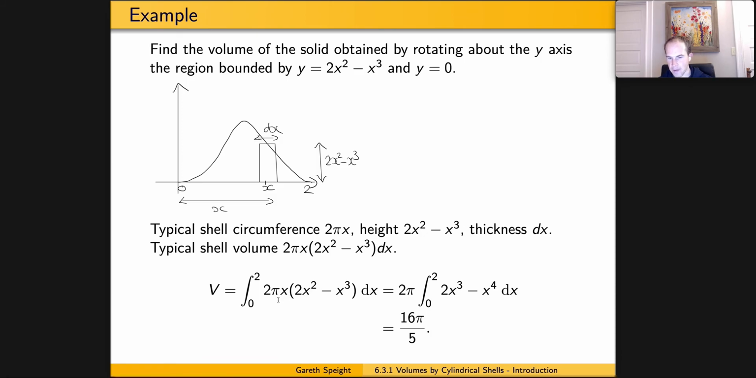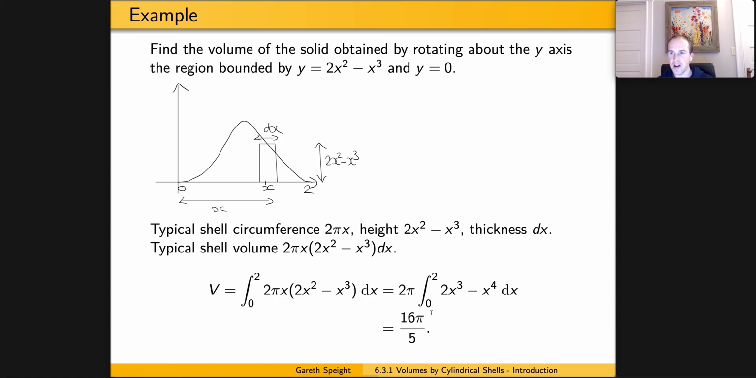Okay, we can do that. We bring out the 2 pi, which is a constant. We multiply through by x, so we're going to get 2x cubed minus x to the 4. Now it's just an easy fundamental theorem of calculus question, right? We find the antiderivative, we plug in 2, we plug in 0. We subtract, we simplify. In the end, you'll get 16 pi divided by 5.